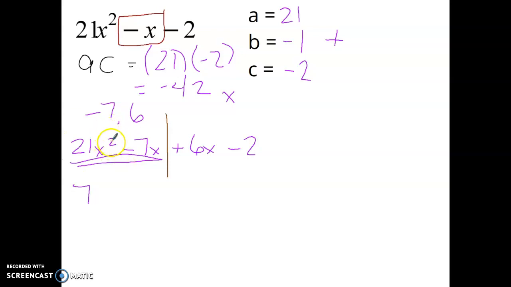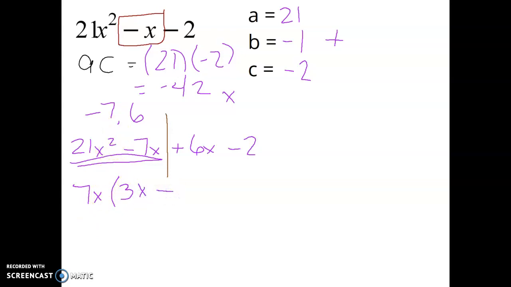This one has an exponent of 2. This one is an understood 1. Smallest is 1. And then I divide to figure out what's going to go in the parentheses. So 21 divided by 7, that's going to give me 3. And you might remember from Algebra 1 that when you divide, you subtract your exponents. 2 minus that understood 1 is 1.